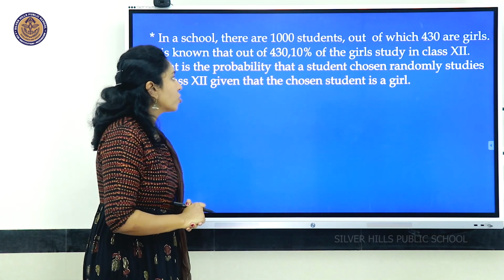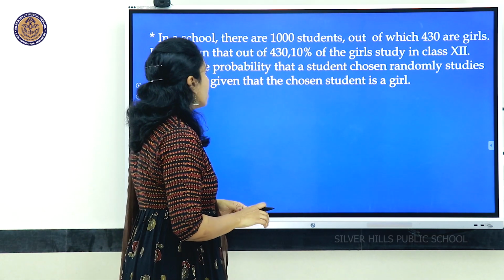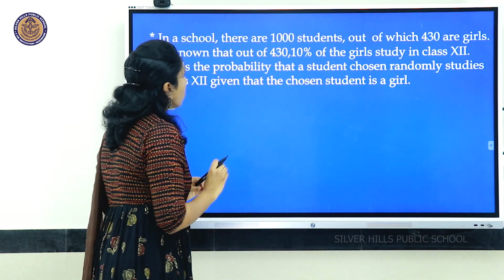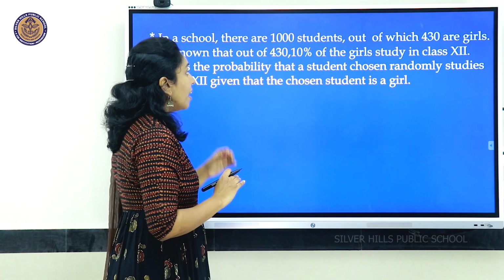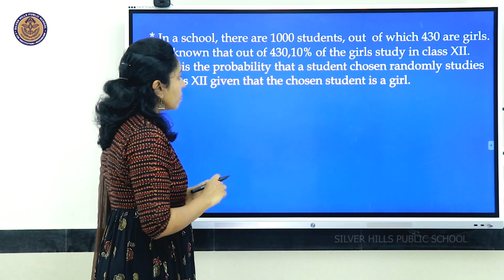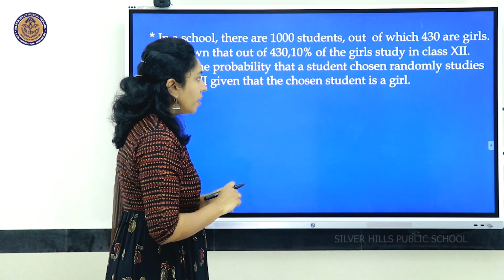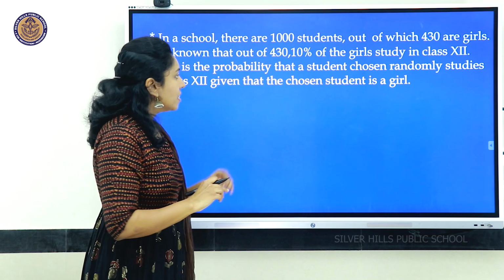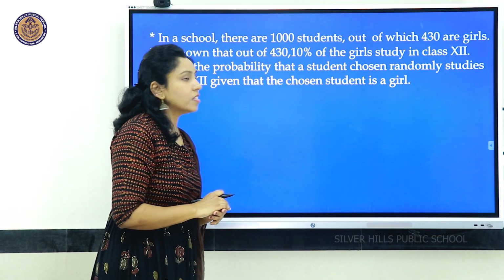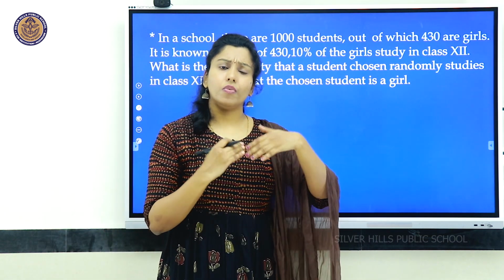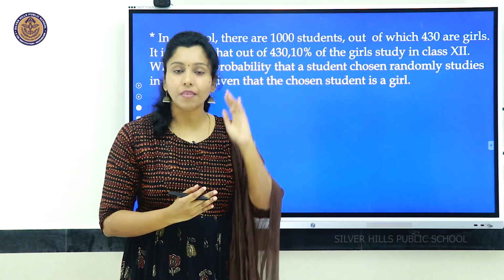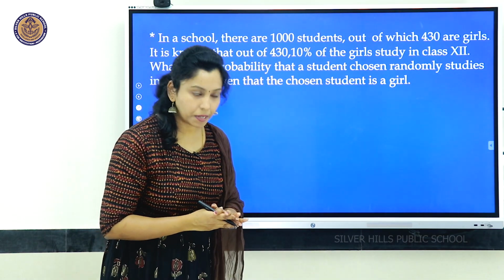Next one. In a school, there are 1000 students, out of which 430 are girls. It is known that out of 430, 10% of the girls study in class 12. What is the probability that a student chosen randomly studies in class 12 given that the chosen student is a girl? So, we are going to find a probability of an event given one condition.